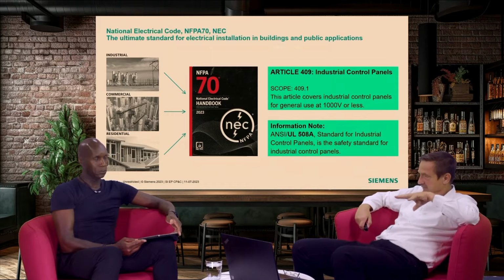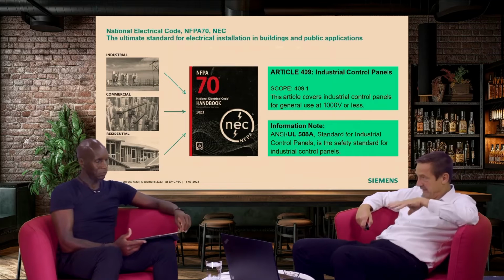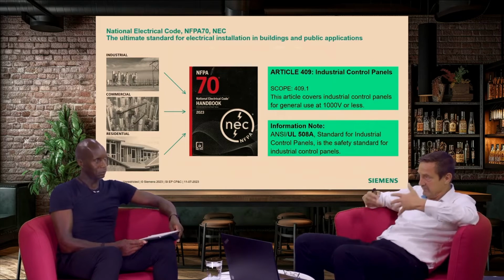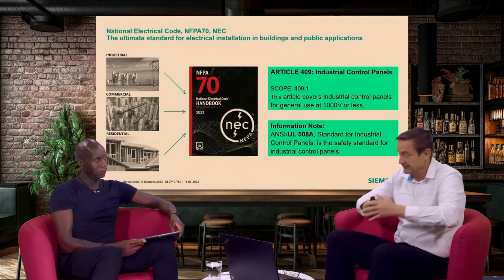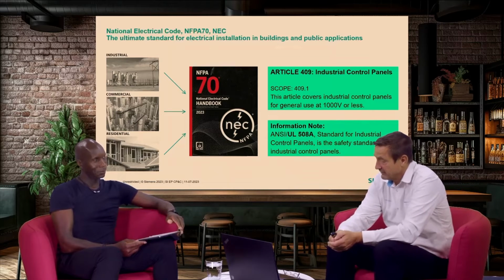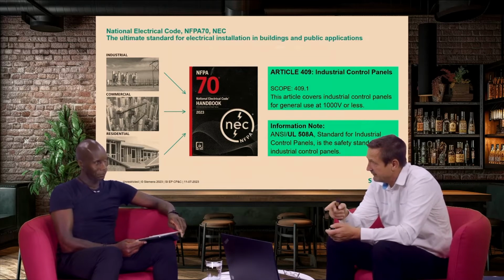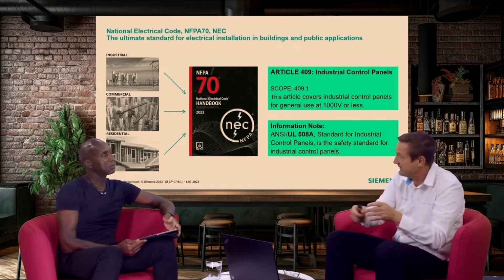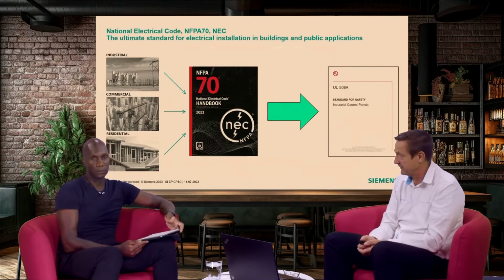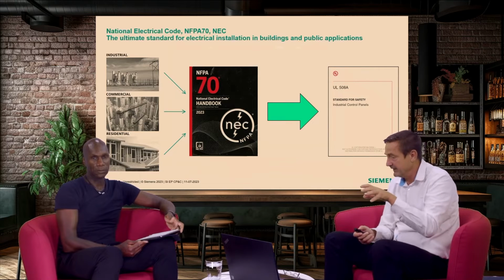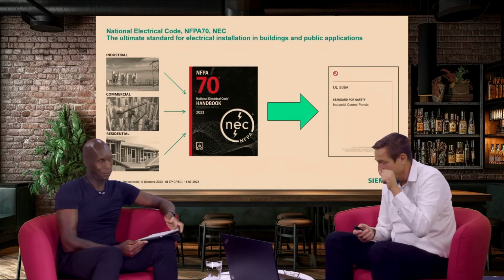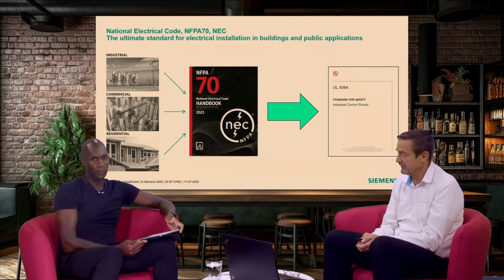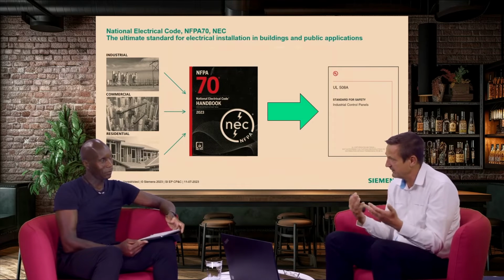So when I look into the NFPA 70, the NE code, and I want to know what is the right standard for the industrial control panel, then I know I have to take UL 508A. And then I also comply with the NEC. You see here in this picture, because the NEC refers to UL 508A, everything is fine if I'm using UL 508A for designing an industrial control panel.